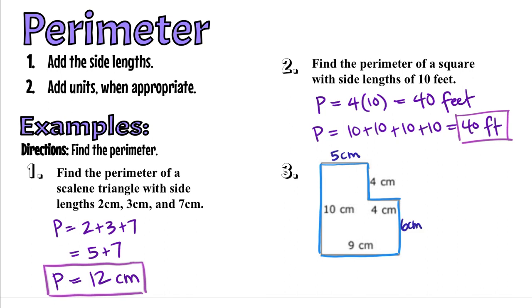So then we have perimeter equals 5 plus 4 plus 4 plus 6 plus 9 plus 10. Okay, so that means that perimeter equals 5 plus 4, which is 9, plus 4 is 13, plus 6 is 19, plus 9 is 28, plus 10 is 38. So our perimeter then equals 38 centimeters.